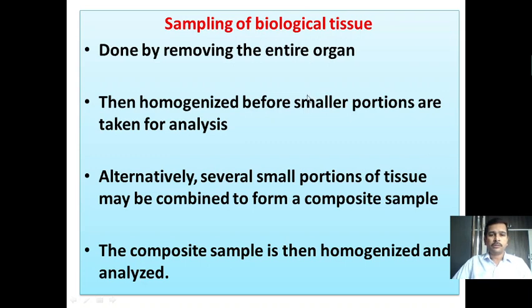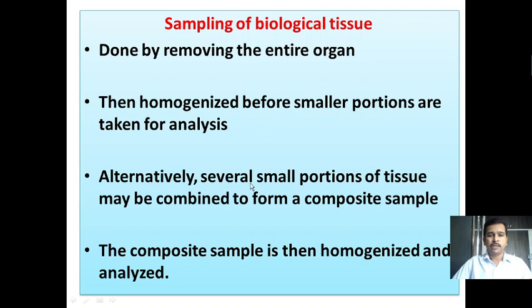And even sampling of biological tissues is also very important. What we do, we will remove the entire organ from any sample origin. We have to remove the entire organ. Then the organ has to be homogenized before smaller portions are collected for analysis.